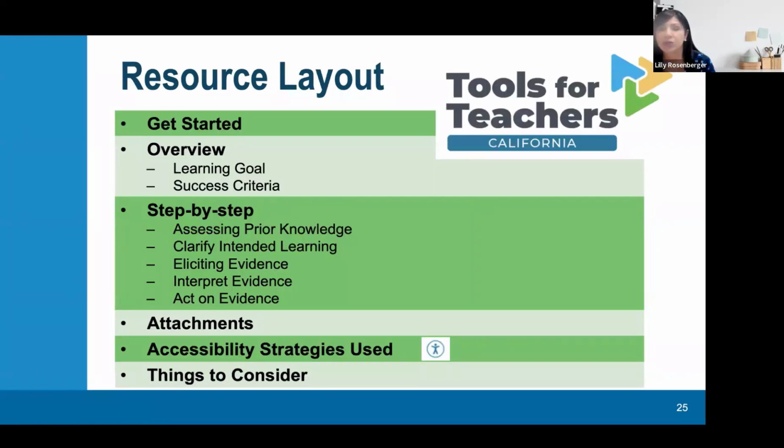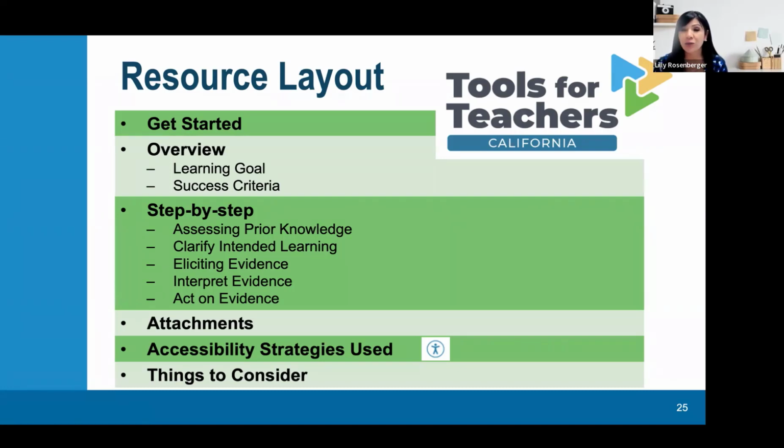For example, California has added resources aligned with the Next Generation Science Standards. Each instructional resource in Tools for Teachers has a common format to make it easy for educators to use the resource in classroom instruction. Each resource begins with a Get Started section, which includes an overview, learning goals, and success criteria. This is followed by a step-by-step walkthrough of the process, which includes assessing prior knowledge, clarifying learning, and eliciting, interpreting, and acting on evidence.